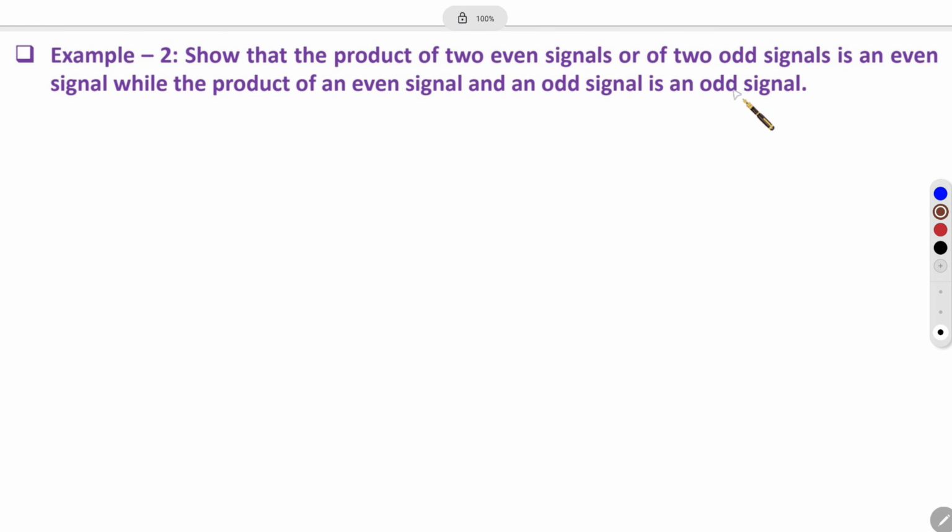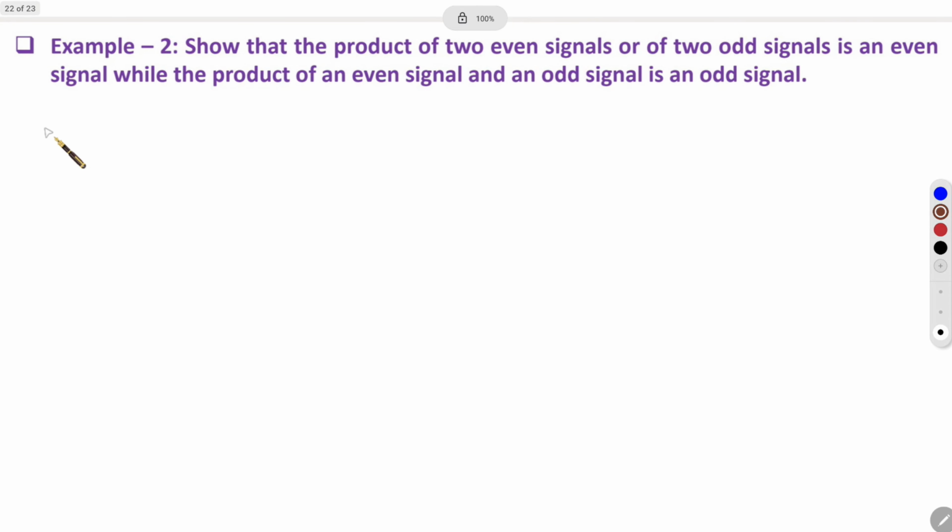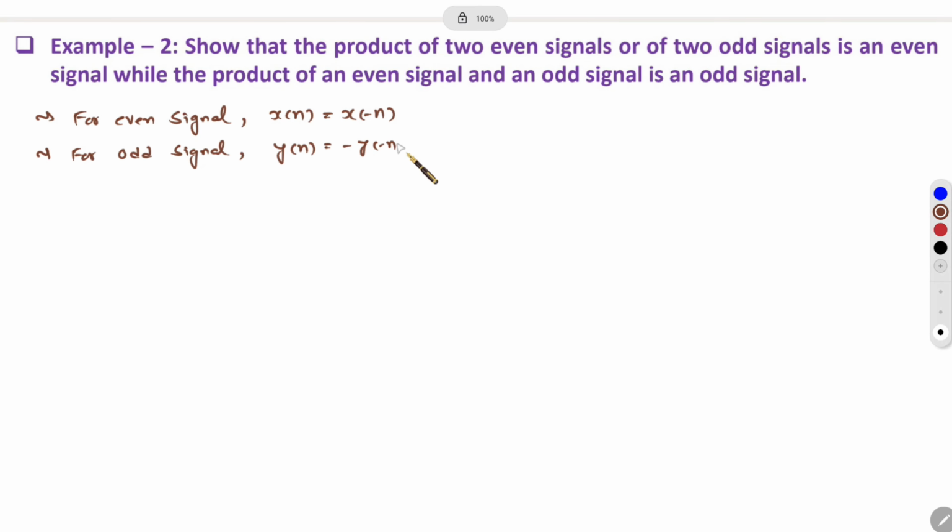First of all, one should know what an even signal is. Let me explain. For an even signal, x of n equals x of minus n. So if you have an even signal x of n, then that will be equal to x of minus n. And if you talk about an odd signal, then y of n equals minus y of minus n. That is the basic definition of even and odd signals.